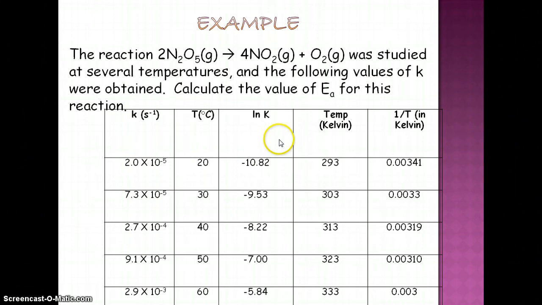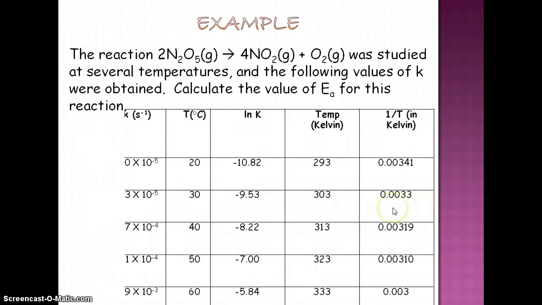To find the natural log of K, you plug your natural log and then K right here into the calculator, and that's going to give us our Y values for our graph. Okay, and then the temperature right here, we converted from Celsius to Kelvin by adding 273, and then we did 1 over that temperature in Kelvin to get this last column of values. Okay, so we're going to graph now the natural log of K and 1 over T.